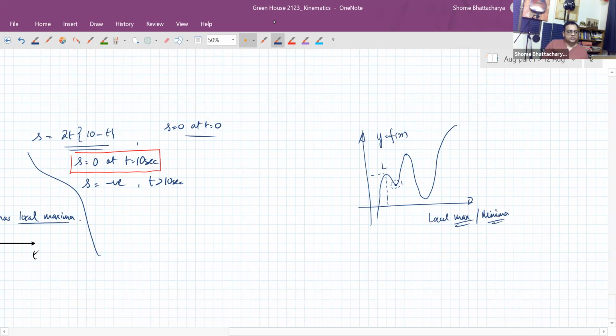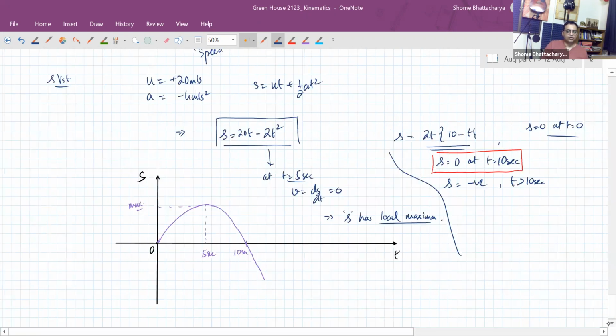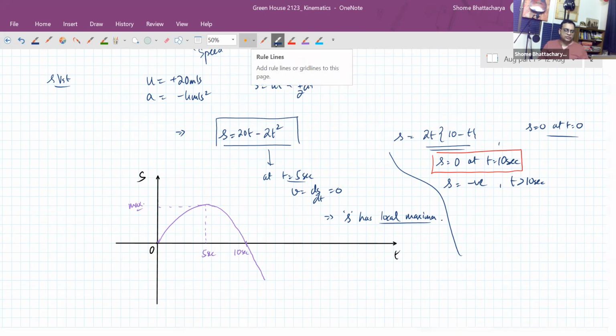So hope this point is clear, Vedant. I mean, it's just a matter of nomenclature why we call it local maxima and minima instead of just calling it maxima and minima. But that is the logic for it. Okay. So anyhow, hope this is clear. Okay, so related to this, now we will solve a quick numerical part.